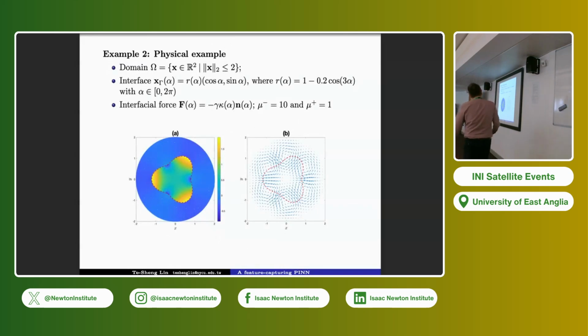So this is a physical example where you have an interfacial force that looks like this. I think gamma is a constant, and this is the curvature of the interface.